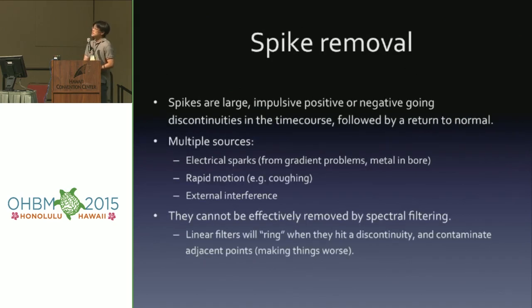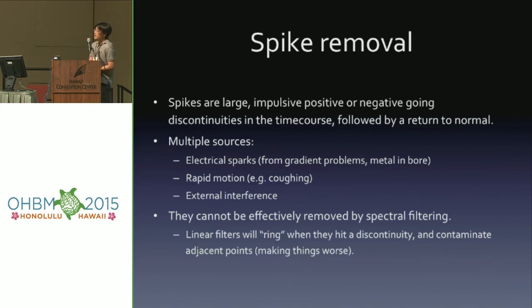Okay, so the second topic is about spike removal. Spikes are large discontinuities in your BOLD signal. The sources can be electric sparks, which is very rare nowadays, rapid motion, and external interference, which is also very rare now.